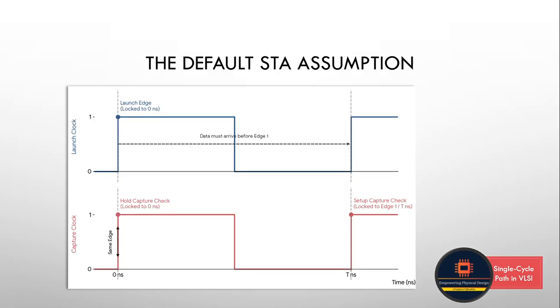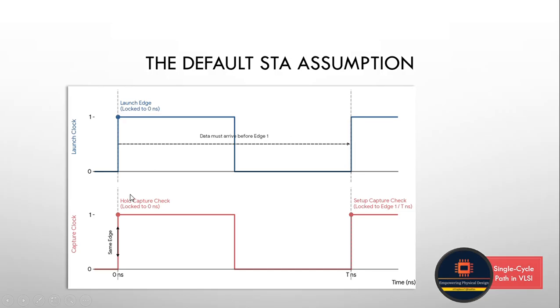Now let's look into this clean diagram to see exactly how these STA tools think. Now look at this top line. This is the launch clock. This is the capture clock. If you look into this launch clock, the tool locks the starting point, that means the launch edge, to exactly 0 nanosecond. So this entirely is the timing window. So this is the launch edge, the exact moment from where the data is sent out.